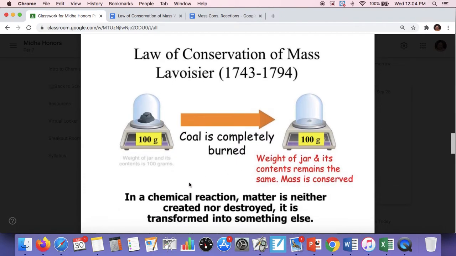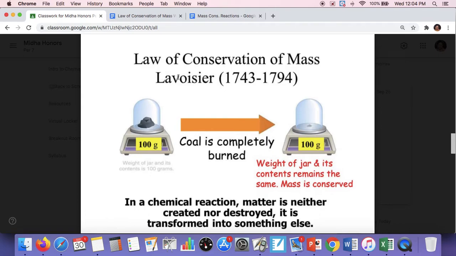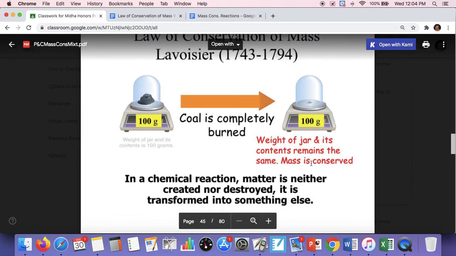It says that mass cannot be created or destroyed, it is only transformed into something else. So here the mass of the unburnt coal is transformed into fumes and gas and ash, and together everything adds up to 100, which is the same as before. So the mass is conserved. All right, so this is the mass and this is the scientist who gave this law. This is very similar to the conservation of energy, which also states energy cannot be created or destroyed. It can only be transformed from one form to another.